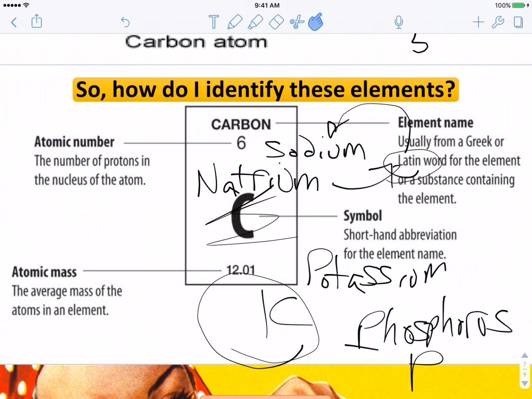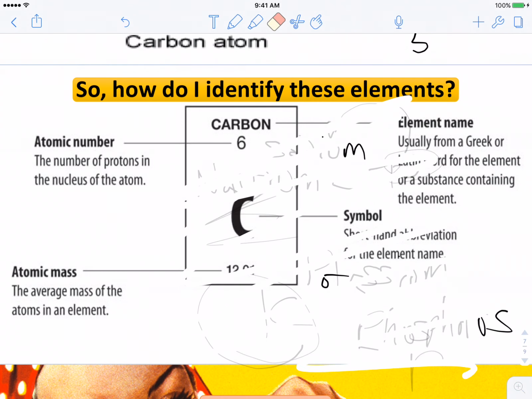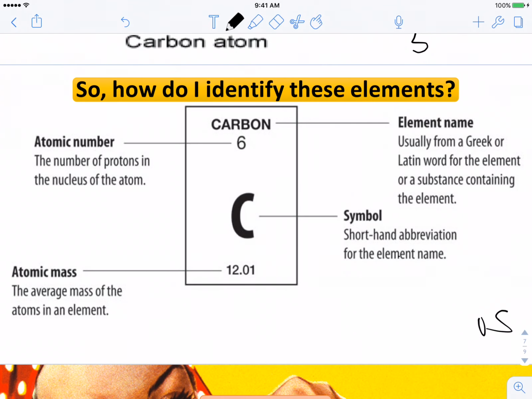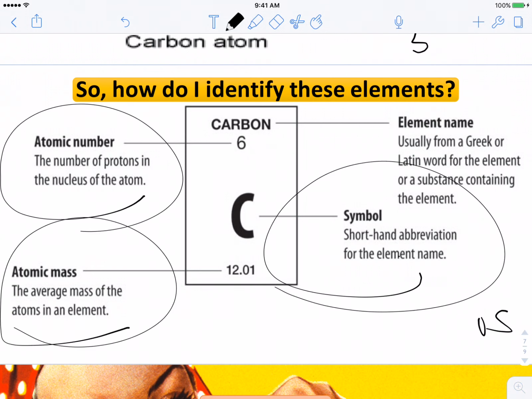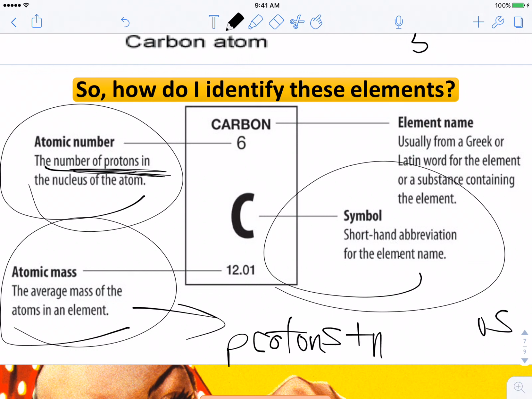Know how to identify an element based on its chemical symbol, atomic number, and mass number. This is important, this is important, and this is important. The main thing is this is only the number of protons. This is protons plus neutrons. And that refers to this guy right there.